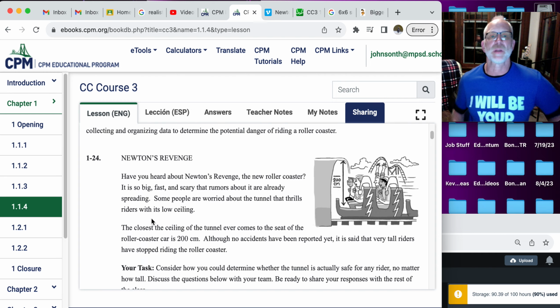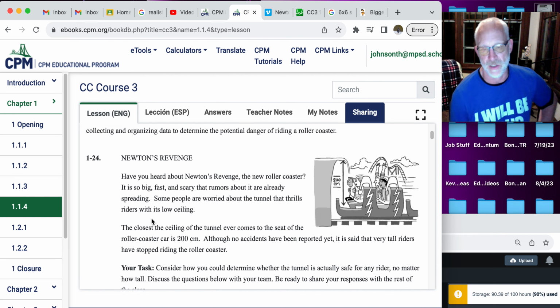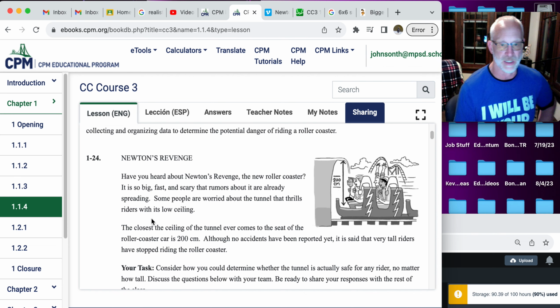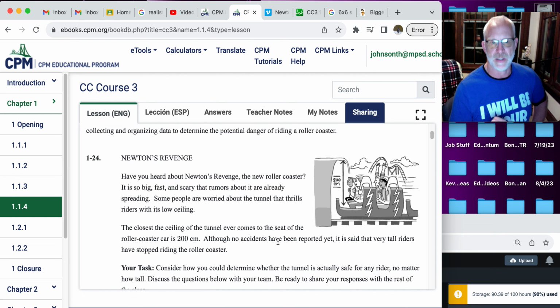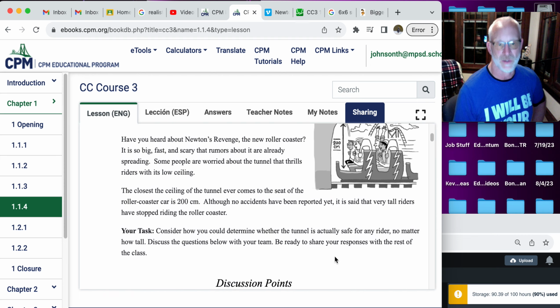It says, have you heard about Newton's Revenge, the new roller coaster? It is so big, so fast, so scary, that rumors are already spreading. Some people are worried about the tunnel that thrills riders with its low ceiling. The closest the ceiling ever comes to the seat of the roller coaster is 200 centimeters. And although no accidents have been reported yet, it is said that very tall riders have stopped the roller coaster.